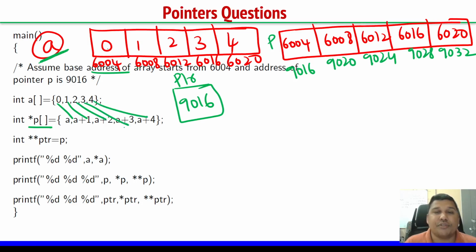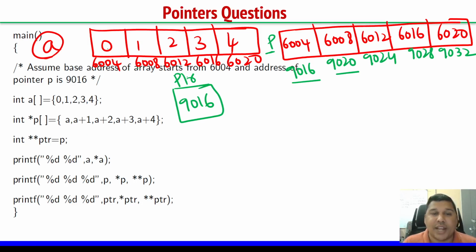Okay, the addresses of these elements are stored like this, and this is also a pointer array or an array variable. It has some starting address, that is 9016, 9020 and so on. Now with this information given to us, let us try to answer the questions below.